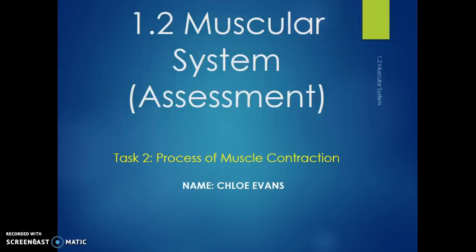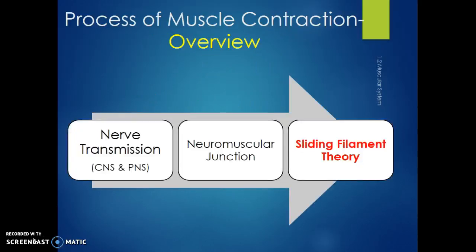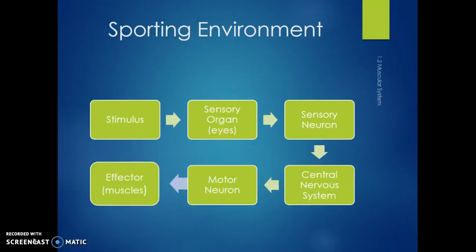So in this part of the assessment, I'll be discussing the process of which muscle contractions take place. If we have a look at an overview here, firstly I'll be talking about the nervous transmission, which involves both the central nervous system and peripheral nervous system. Secondly, I'll then go on to speak about the neuromuscular junction, which is the gap between a neuron and a muscle fibre. And lastly, I'll be discussing the sliding filament theory.